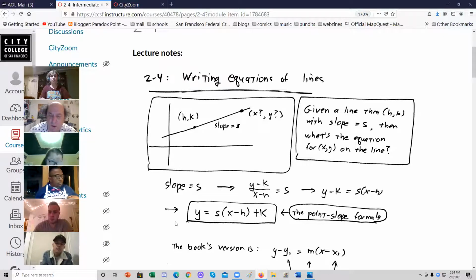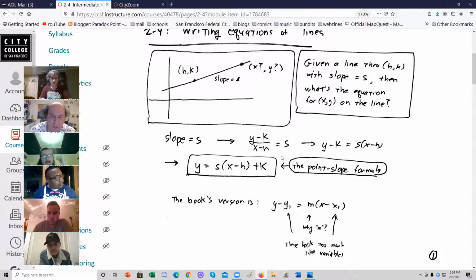And then I like to go one step further and transpose the k as well. y equals s times x minus h plus k. That's the point-slope formula. The book writes it as y minus y1 equals m times x minus x1. Well, I've said before, I'm not a real fan of using the letter m for slope. This is really the same if we make x1 be h and y1 be k. But again, I'm not a real fan of this because x1 and y1 look like variables. They're intended as parameters. So it's potentially confusing, and I'm not in favor of that.